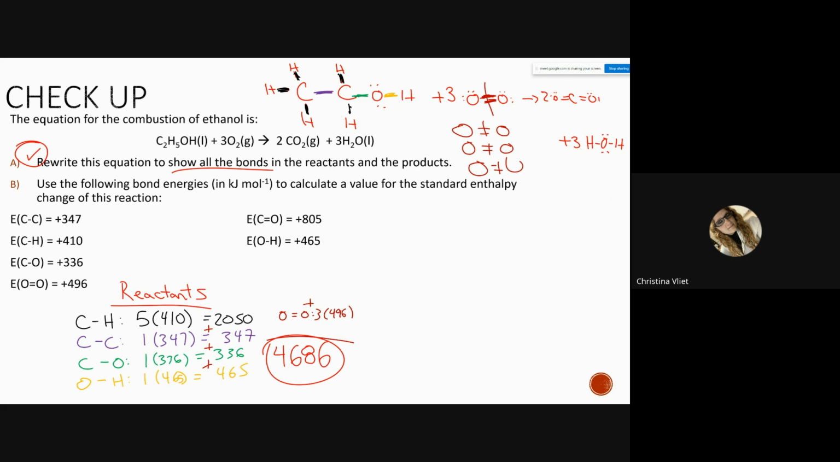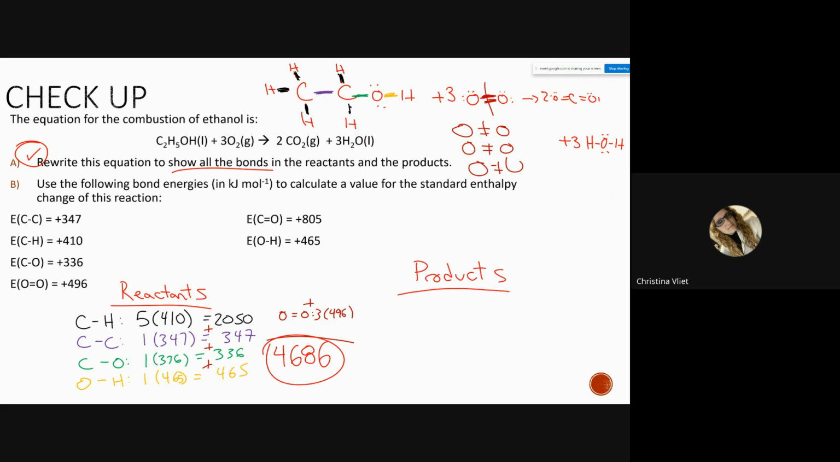Oh, what do we still have to do? The reactant side? We did the reactant. We have to do the product side. So now we have to do the same process for the product side. For the products, list out what you have.